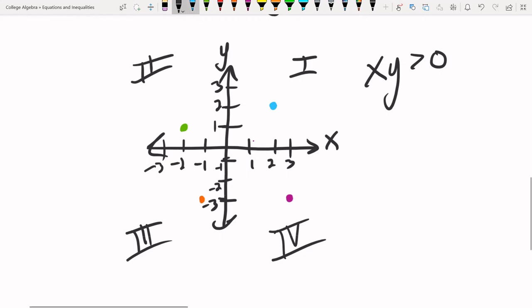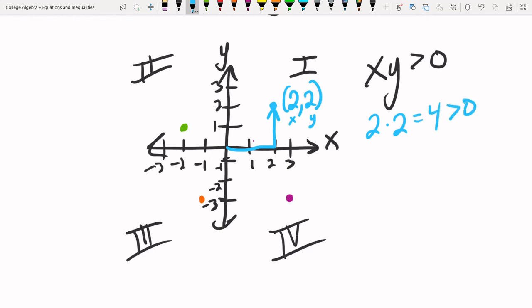So for the first problem, x is at 2, and you always go x first. We go up to 2. This point is called (2, 2). If we test that in our problem, x is 2, which is always first, and y is second. So x times y is 2 times 2, which equals 4, which is greater than 0. For the green, you always go x first, -2, then y. So we have (-2, 1).